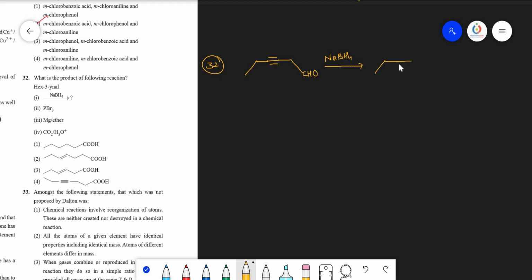So we get the alcohol. This particular alcohol reacts with PBr3, replacing the OH part with the bromine. Next it is subjected to magnesium in dry ether. This alkyl halide reacts with magnesium in the presence of dry ether and gives the Grignard reagent.